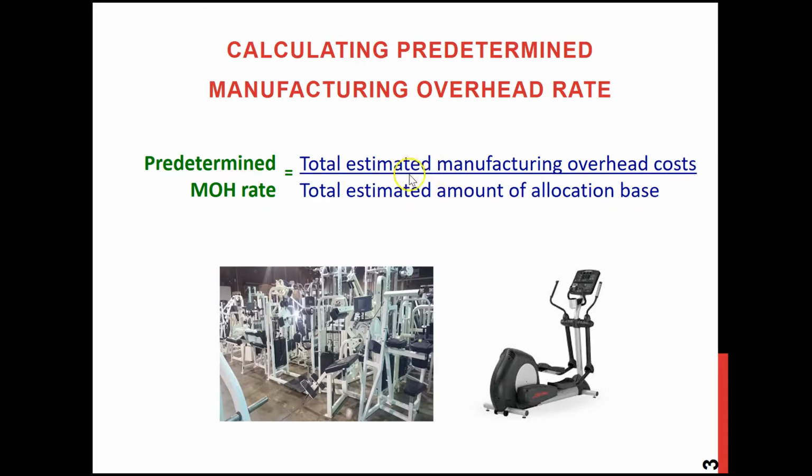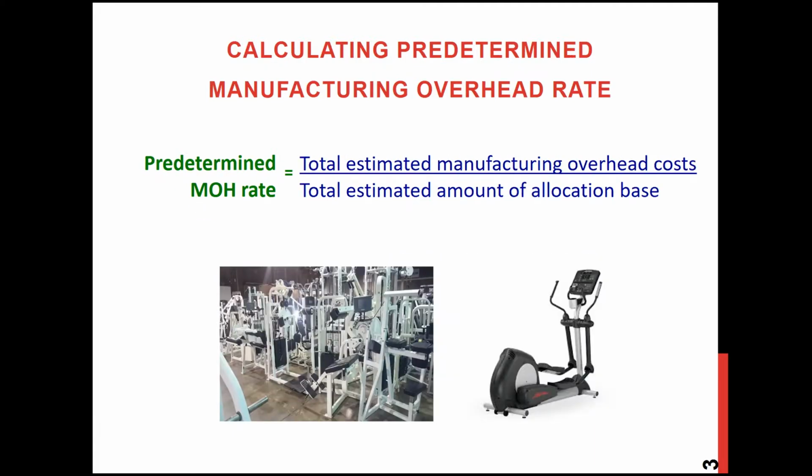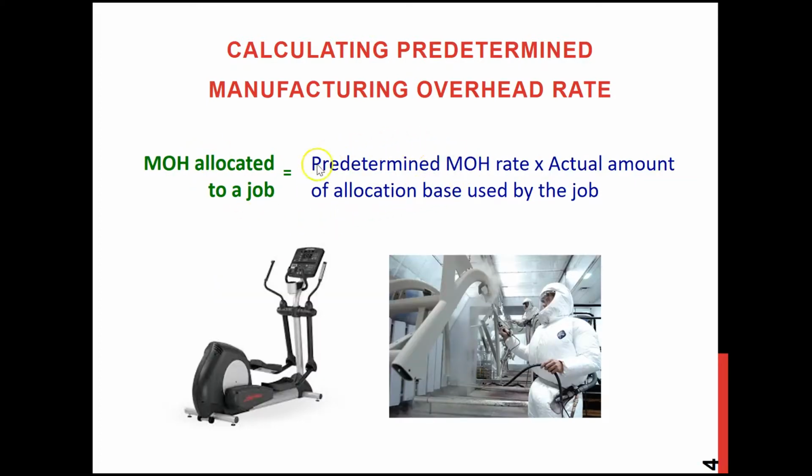Remember, this is one fraction, and the top part, or the numerator, is your total estimated overhead cost and the denominator is your total allocation base. This is how you calculate your predetermined overhead rate. So this is the number one equation you need to know. Once you know your predetermined overhead rate, you can use it to calculate your assigned or allocated overhead for a specific job.